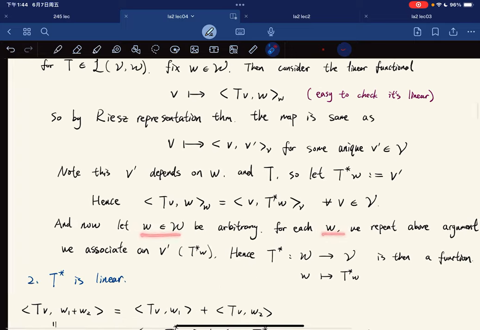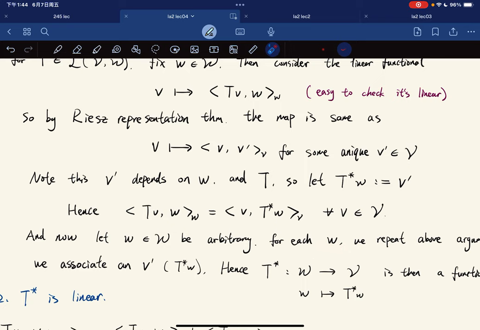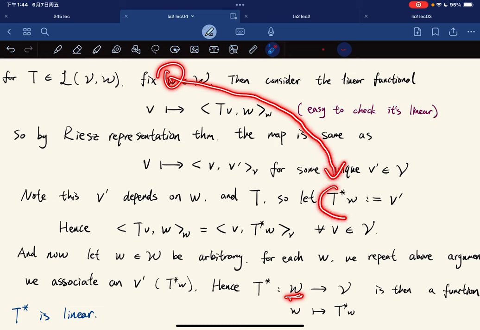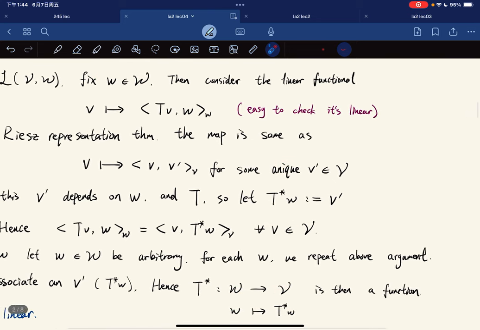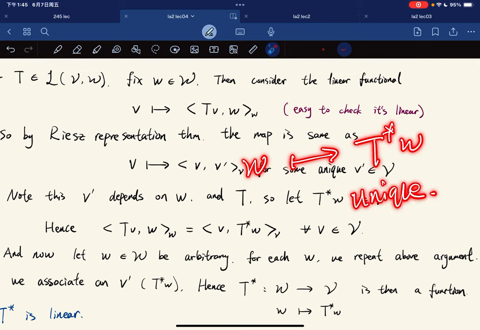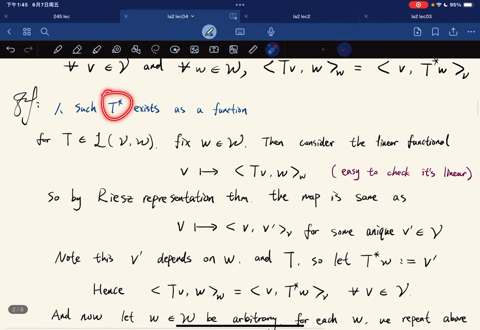For each w, we repeat the above argument, and then we associate another v prime. Hence, we have a map that takes w to T star w. So it's a function. Why is it a function? Because the v prime is uniquely determined. For each w, we have a T star w that is unique, so we have a map that is unique. So such T star exists as a function.